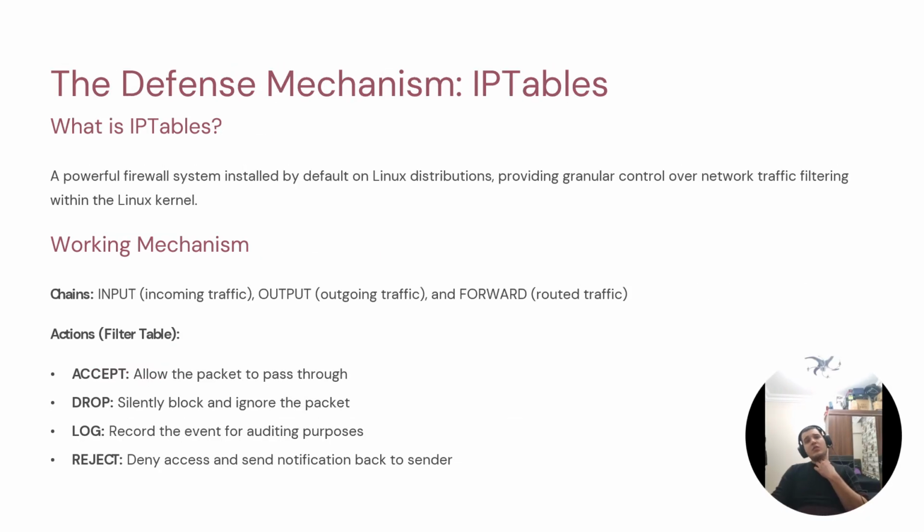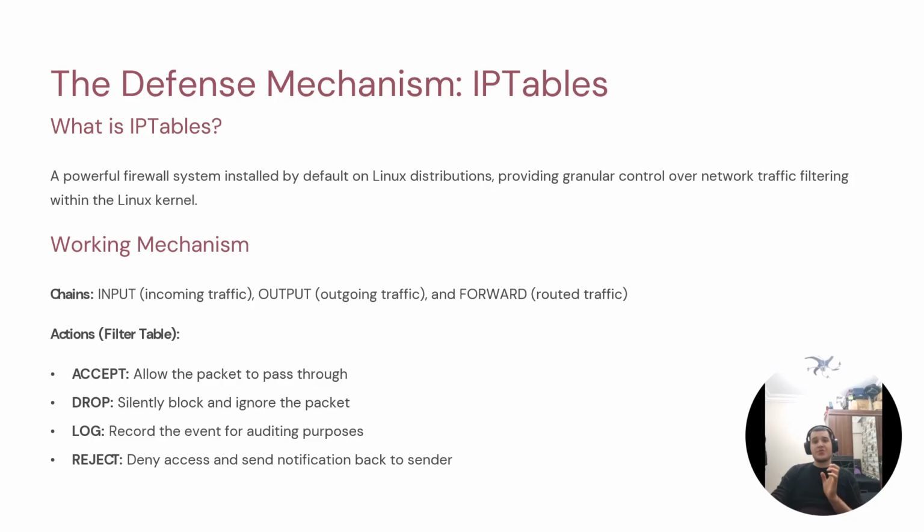Detection is only the first step. To actually stop an attack, we need a defense mechanism in a Linux-based environment. The most effective tool for this is IPtables. IPtables acts as a firewall built directly into the Linux kernel. It controls the flow of packets using a system of chains, especially the input, output, and forward chains.